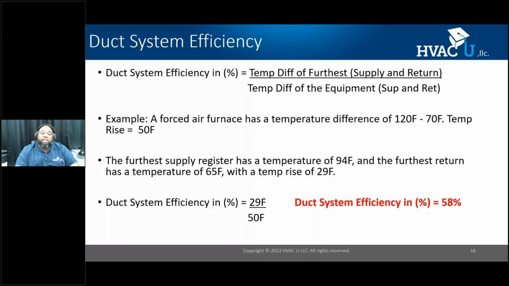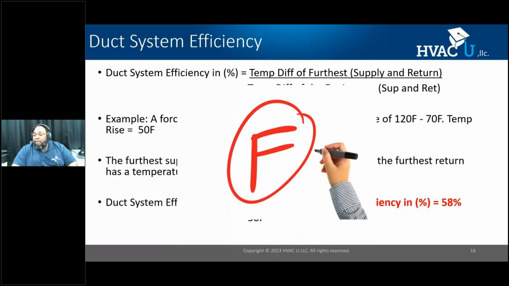All right, here's a duct system efficiency formula. It's a pretty powerful formula. If I take the supply and return of the furthest points, and I divide that by the supply and return of the equipment, I will actually get the duct system efficiency in a percentage. Now, this is a real world example that I would actually pull from a typical job. And if you look, that duct system efficiency is only 58%. So I don't know about you, but when I got 58% in school, that was an F. I got bad grades and I got a talking to.